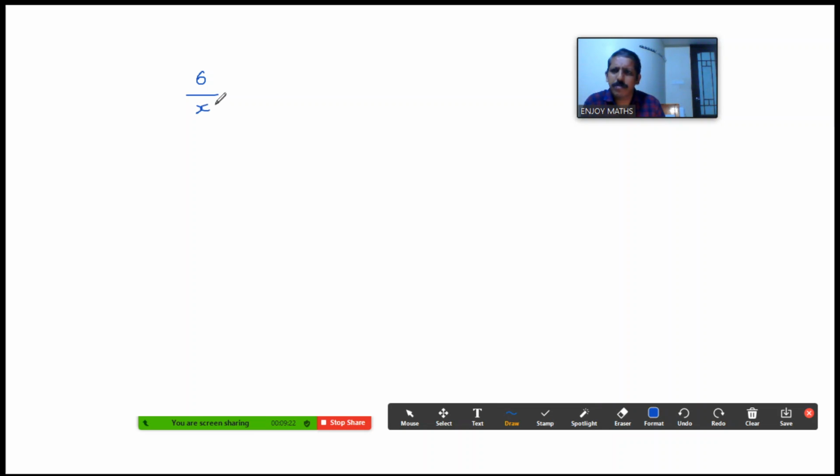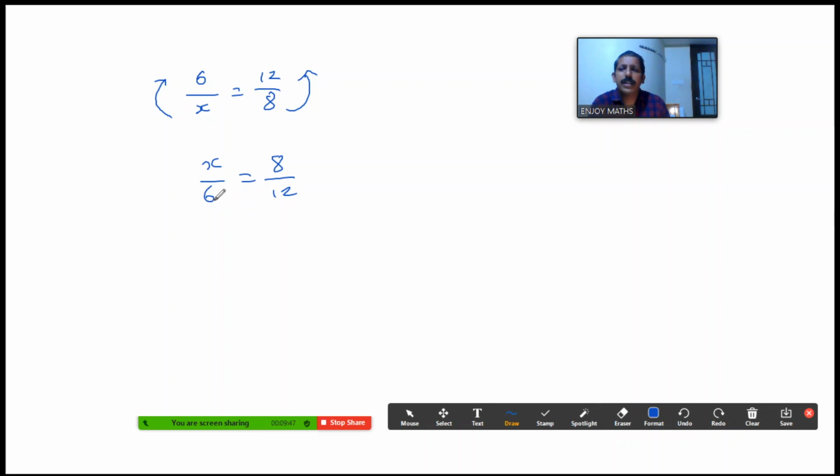6 by x equals 12 by 8, they give you like this. Find the value of x. The simple thing is I always keep the x on top. It's not a problem. I just take the x on top. So when I take the x on top, similarly the 8 also goes on top. Both sides I do the same operation. So x by 6 is equal to 8 by 12.